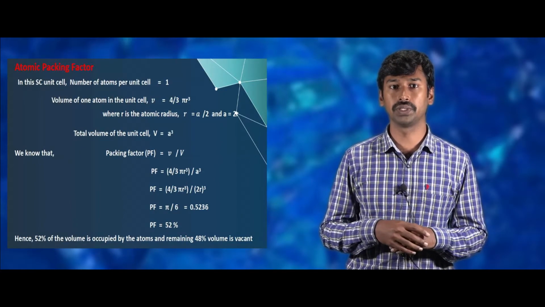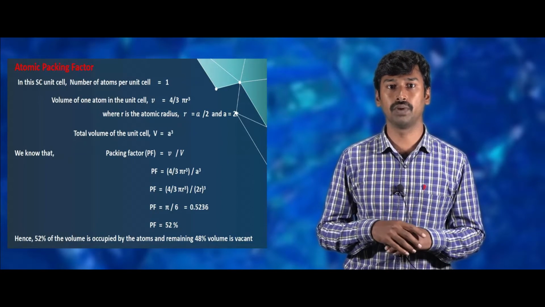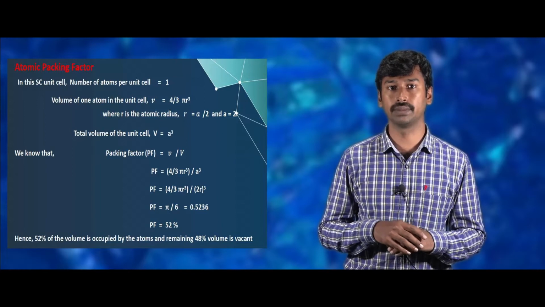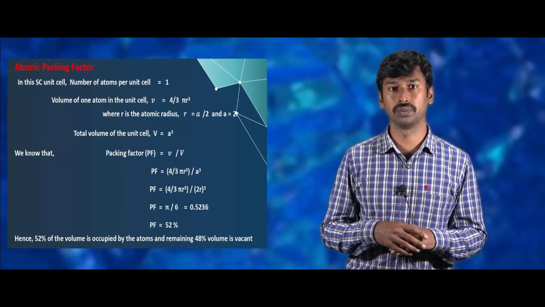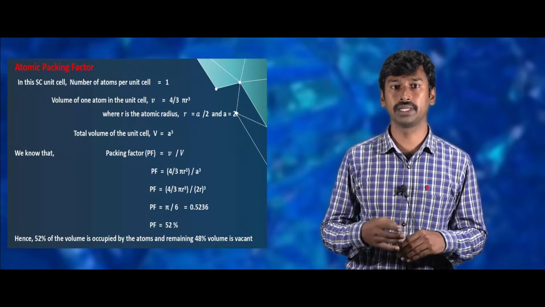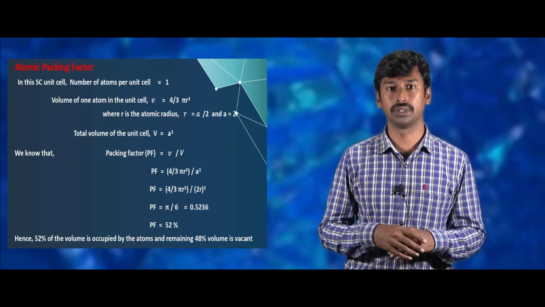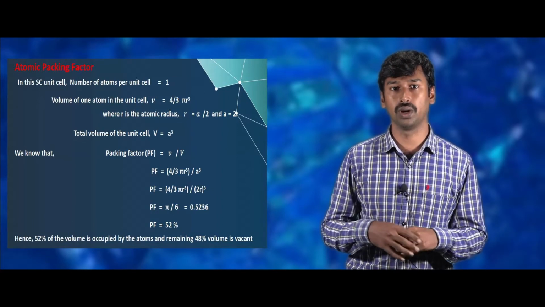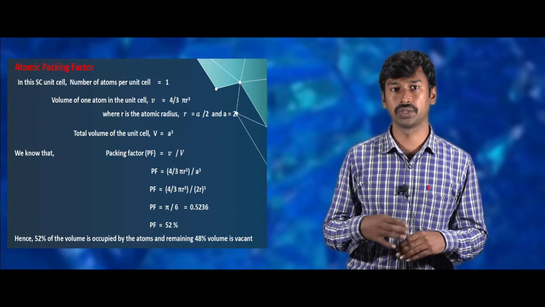For the simple cubic unit cell, the number of atoms per unit cell is 1. Then the volume occupied by this one atom in the unit cell is given by 4/3 π r³, where r is the atomic radius of the unit cell, which is given by a/2, and then a = 2r. Then the total volume of the unit cell is given by a³.